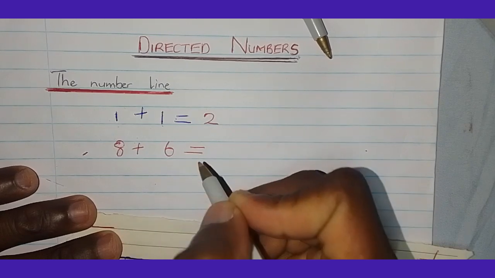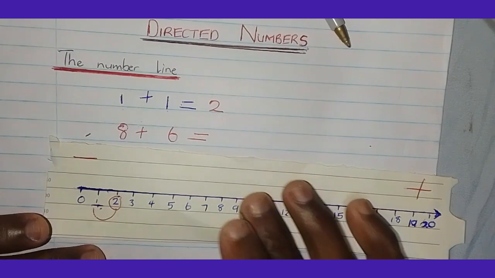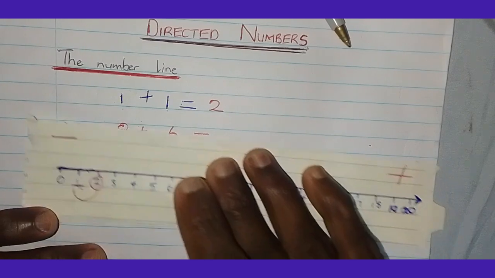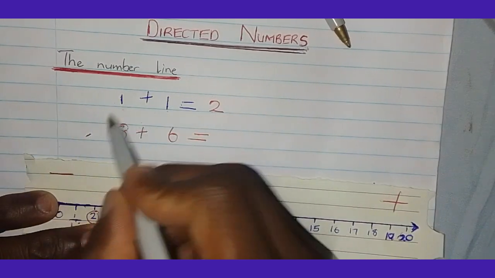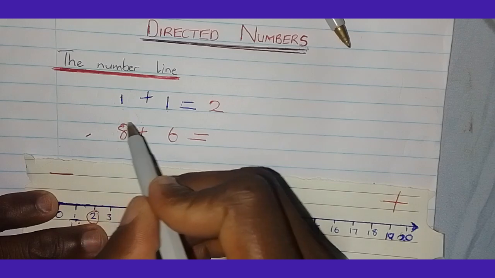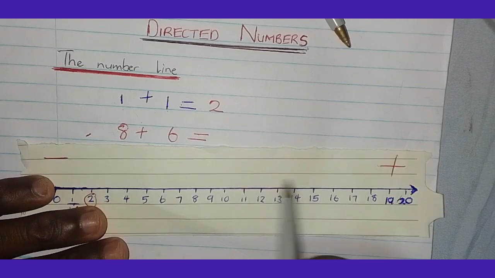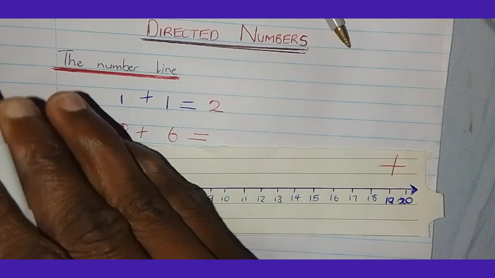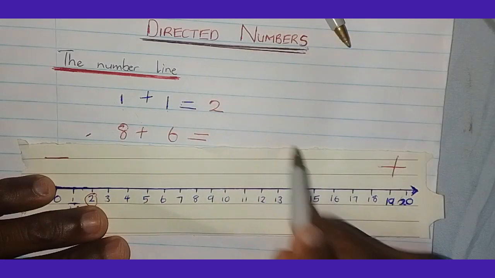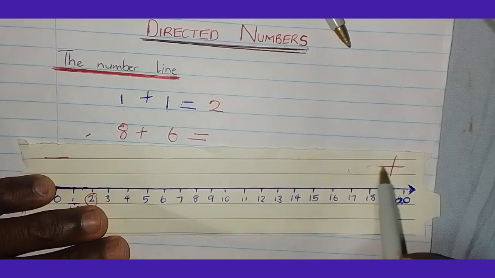I'm sure using a mental calculation you already know the answer, but let's work it together using our number line. So the starting digit here is 8. We're going to start at 8. Then we're going to move 6 steps towards the right or towards the positive direction. Remember, when we are adding, we are going to move towards the right or towards the positive direction, which we have indicated using this plus sign here.